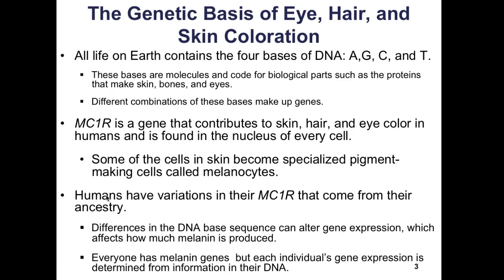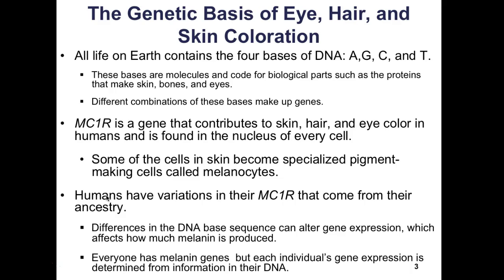The gene MC1R is a gene that contributes to skin, hair, and eye color in humans, and it is found in the nucleus of every cell. Some of the cells in skin do become specialized pigment-making cells that are termed melanocytes. Humans have variations in their MC1R gene that come from their ancestry.